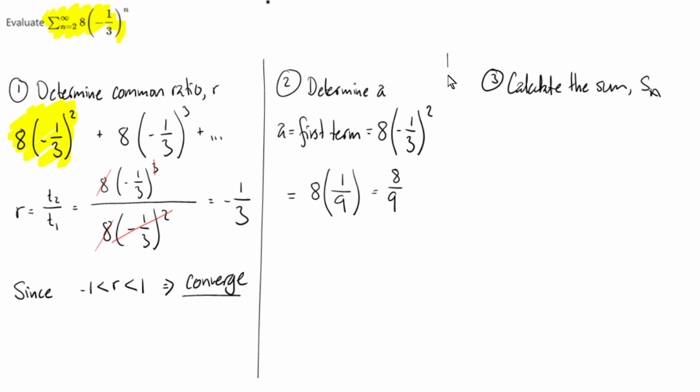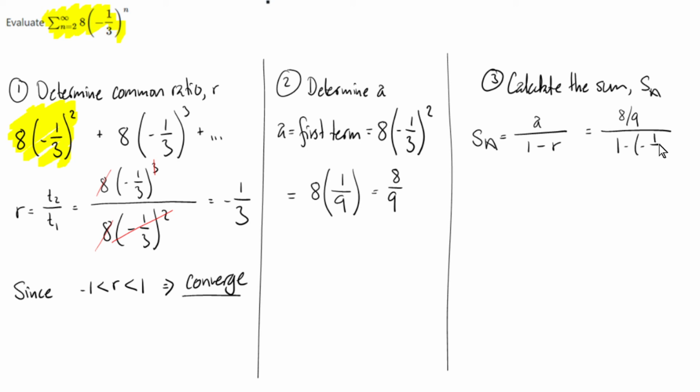And then the third step here is to determine the sum as this series goes to infinity. The equation we're going to use here is the sum as we're going to infinity equals a divided by 1 minus r. So it's just a matter of plugging in what we have. A is 8 over 9, and r was negative 1/3.